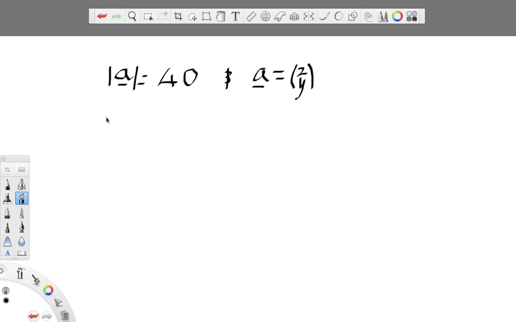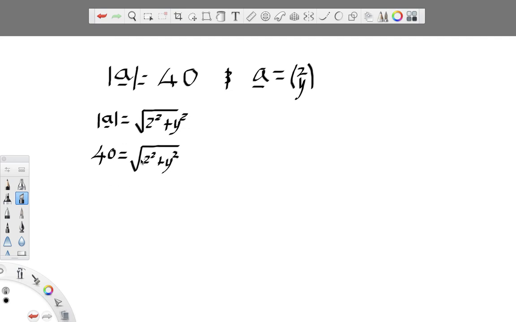Well, we know that the magnitude of A, if we're going to write this, would be 2 squared plus Y squared. So we know that that would be the magnitude of A. We know what the magnitude is, which is 40. So it's 40, which is equal to the square root of 2 squared plus Y squared.